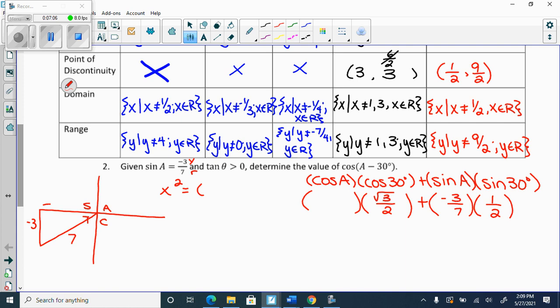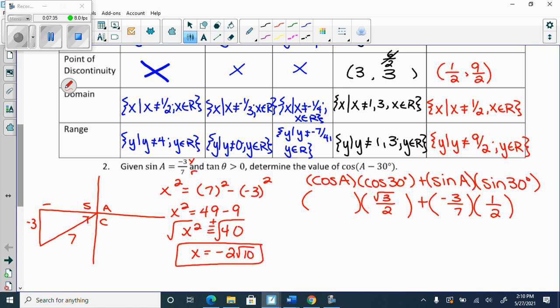So I get x squared equals 7 squared minus negative 3 squared. X squared equals 49 minus 9. X squared equals 40. Square root, you get plus or minus. And it's going to be negative because it has to be there. And 40 reduces to 4 and 10. And when you take a 4 out, it's a 2. So you get minus 2 root 10. So cos of A, this is triangle A, because this is sine A. So cos of A is negative 2 root 10 over 7.